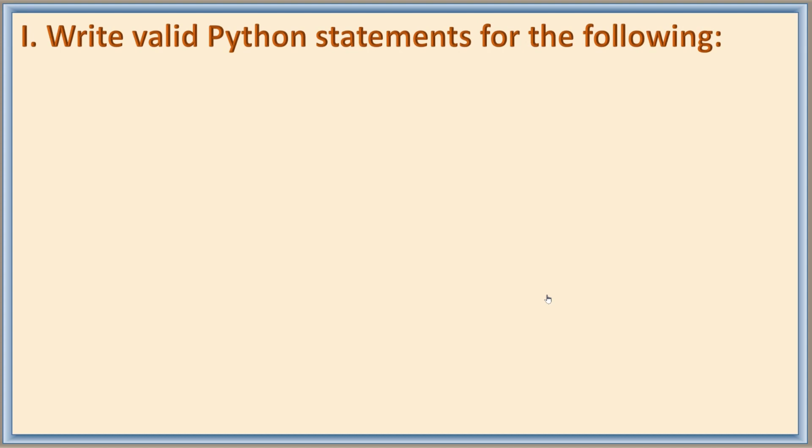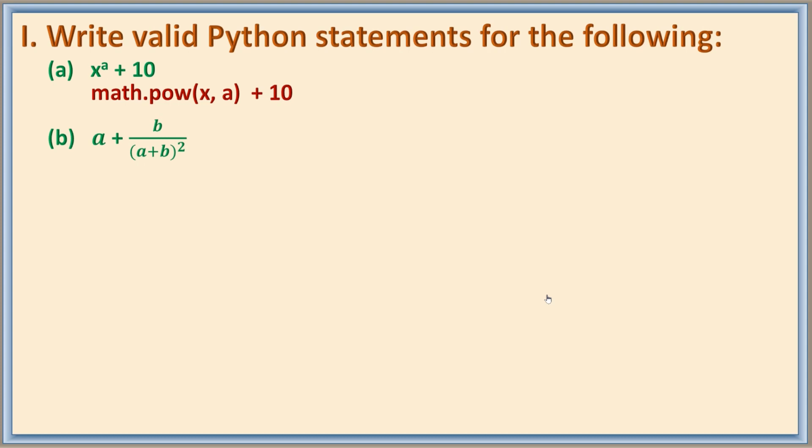Write valid Python statements for the following. We have x to the power a plus 10. We have a mathematical function which is math.pow. So we can write like this, math.pow of x comma a. There are two arguments, one is base, the other one is power, plus 10.